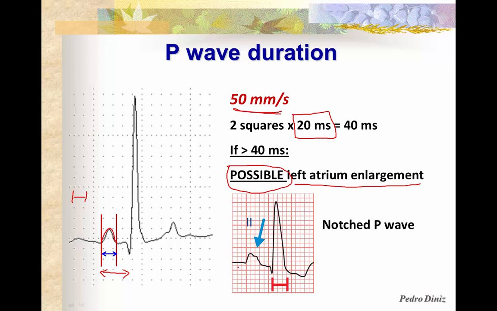As I mentioned before, in severe left atrial enlargements, you might see a notched P wave like in this example. Notched P waves are commonly found in horses, not necessarily with abnormal left atrium enlargement. Normal ECGs from horses can have notched P waves as well.